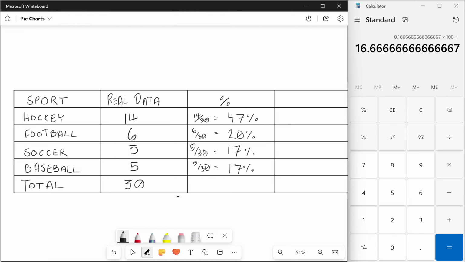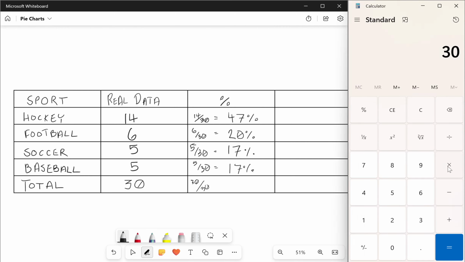Now, our total, 30, we could do it. I mean, we know that the total is always going to be 100% because that's the total of any percentage, but we could just represent it as a fraction first, and we could just prove to ourselves 30 divided by 30 times 100. Look at that, it's 100%. I guess it's worth checking, but your total will always be 100%.